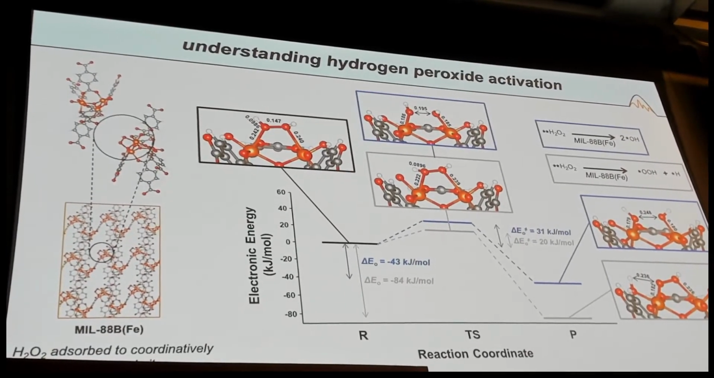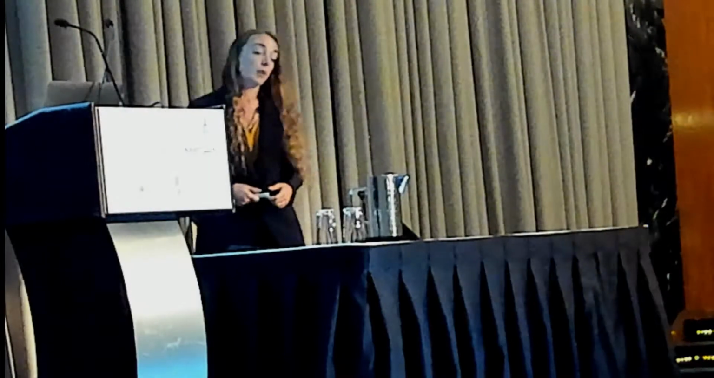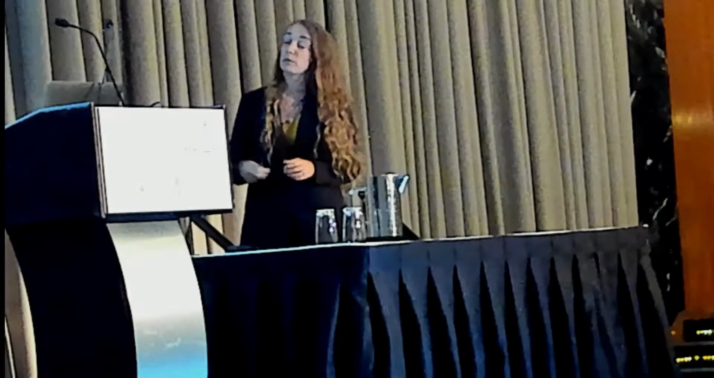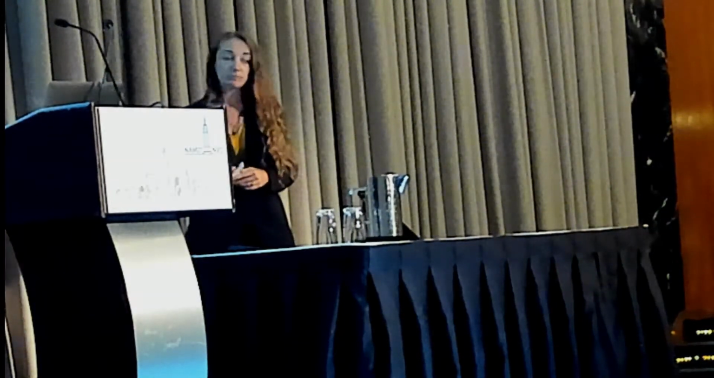And so we haven't done experimental corroboration to probe the identity of these species, but it at least suggests that both have very low barriers, but thermodynamically this hydroperoxide might be dominating.